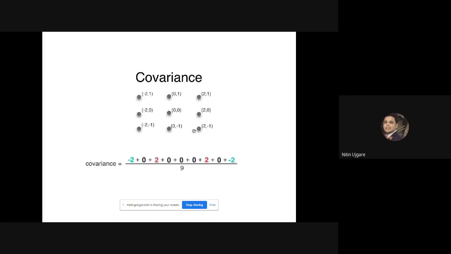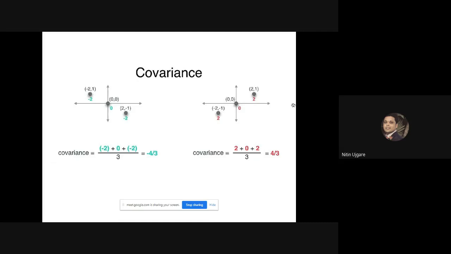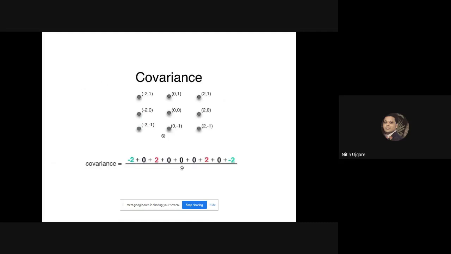Now if this is the case, so we have defined this one and this one. Now what about this? If we have the points like this, how would we find their covariance? Simply we'll take a product of their coordinates. The product of the coordinates for this point is -2, for this is 0, for this is 2, this is 0, this is 0, this is 0, this is 2, this is 0, and this is 2. So that means -2 plus 2 plus 2 and -2. That means 0 divided by 9.